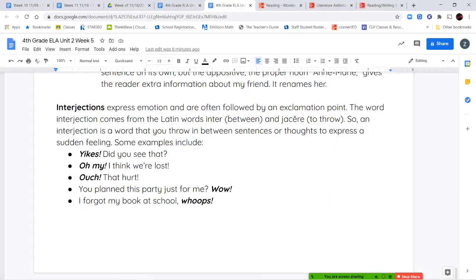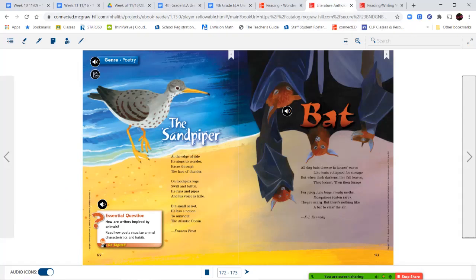So you can see all of these are ending with an exclamation mark. And they're all just a sudden burst of feeling or thought that you throw in between your sentences to show how you're feeling to the person who's listening or to the person who's reading. All right. Let's jump into our weekly stories, and we've got poetry this week, which is a lot of fun. I hope you guys really enjoy it.